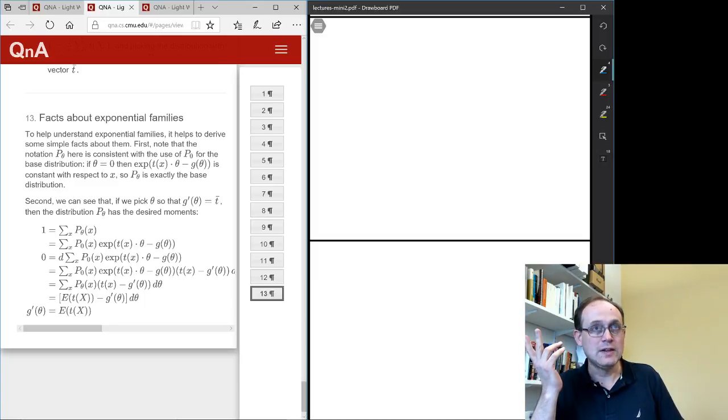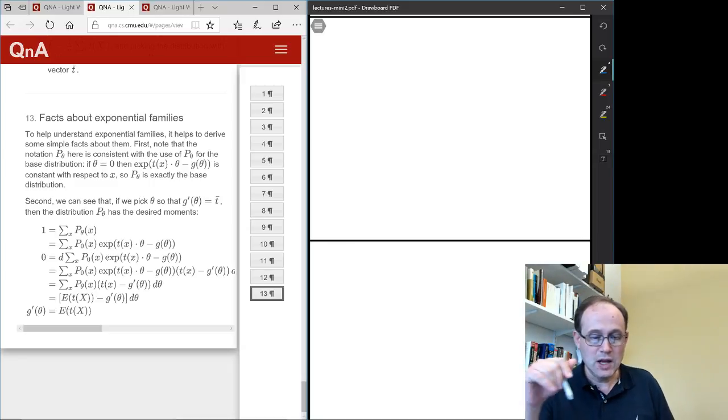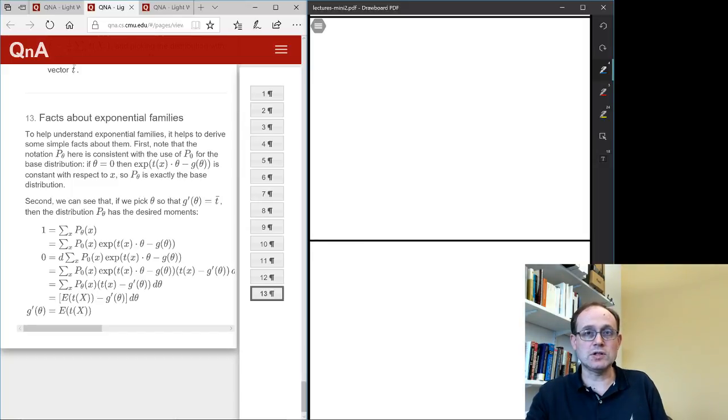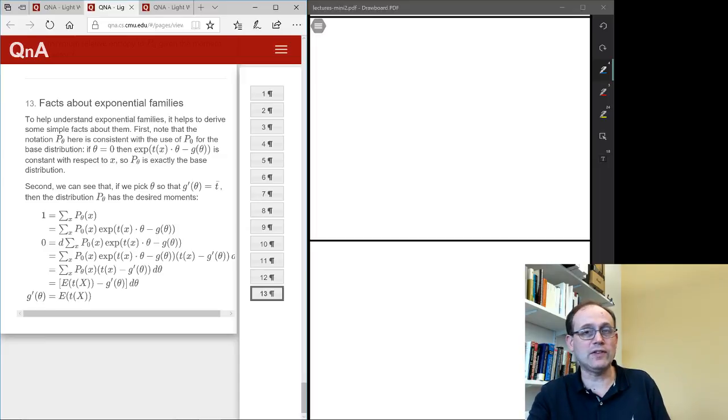And for the rest of the lecture, I'm going to finish this note and then start the next set of lecture notes. I think it's important to get some practice with the idea of maximum entropy and exponential families. So to do that, this block here in the lecture notes gives just a few facts that we can prove about them. And so I'll go through those, and then I'll go through a longer example of working with Maxent.